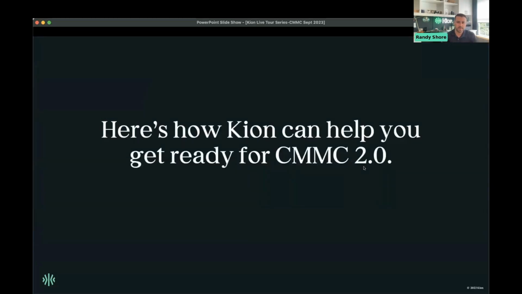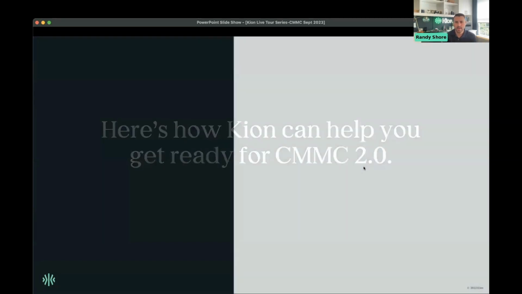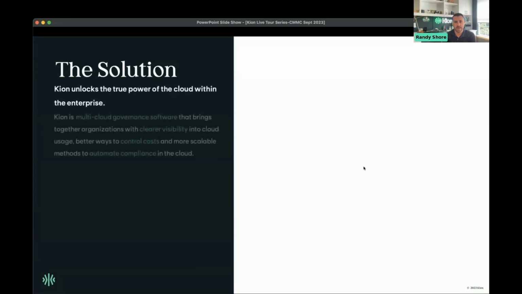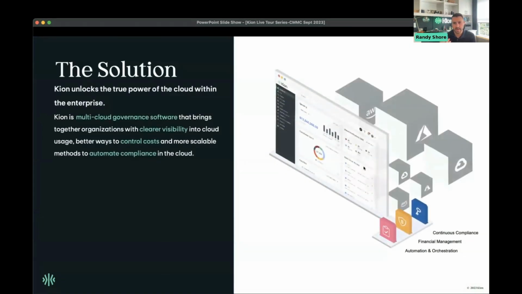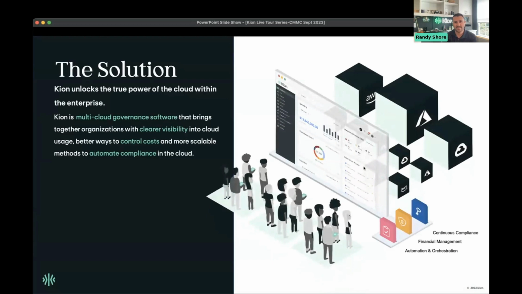So specifically, here's how Kion can help you get ready for CMMC 2.0 compliance. And I want to start off with just what is Kion, right? Many of you are potentially coming to us for the first time. First, welcome. Second, we are a software solution. So specifically, we are a multi-cloud enablement or governance software designed to give your organization visibility and control across sort of three main areas, from continuous compliance, where we're going to focus all of our effort today, as well as financial management and sort of that cloud ops or cloud operations and automation piece.